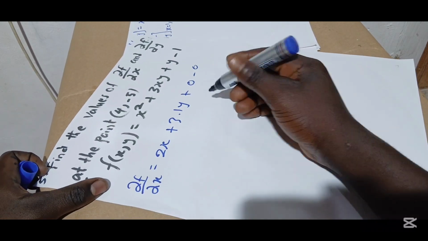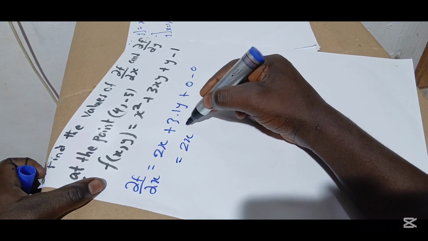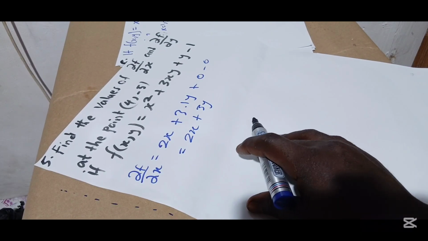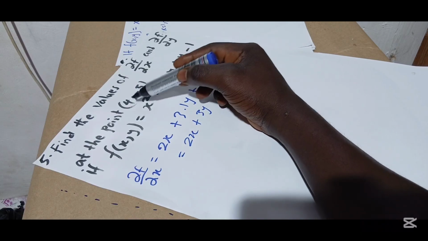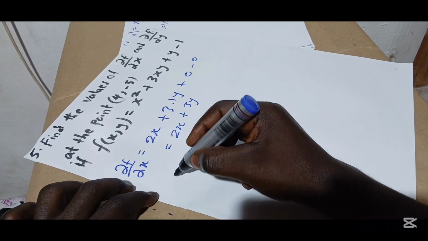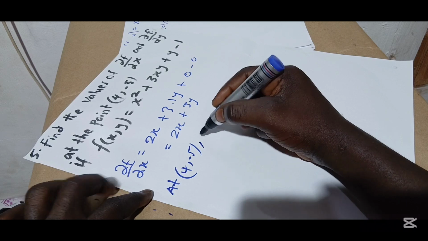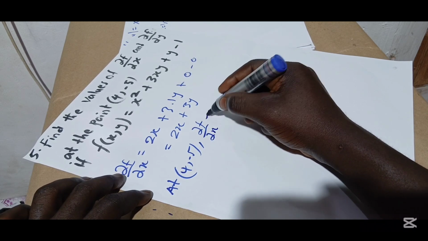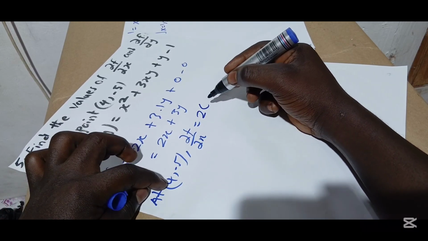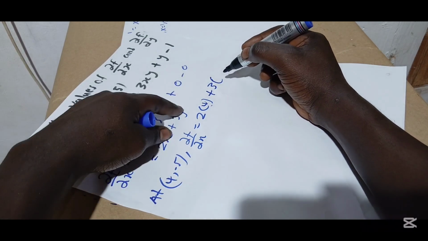So let's continue. In this case, we are going to get 2x, 3 by 1 and y, giving us 3y. Then we should find the value of the f dx at the point 4 and minus 5. So at 4, minus 5, the f dx equal, this is the value of x and this is the value of y. So 2, the value of x is 4, so 4 plus 3 into bracket value of y, which is minus 5.